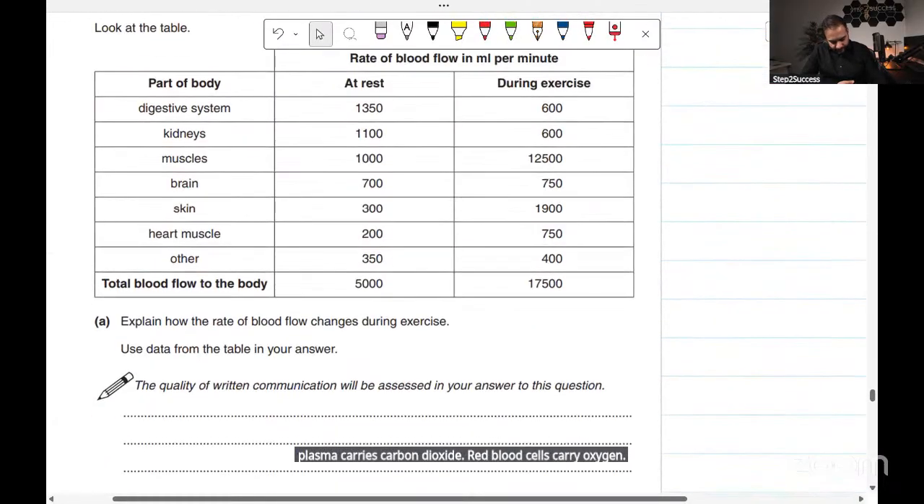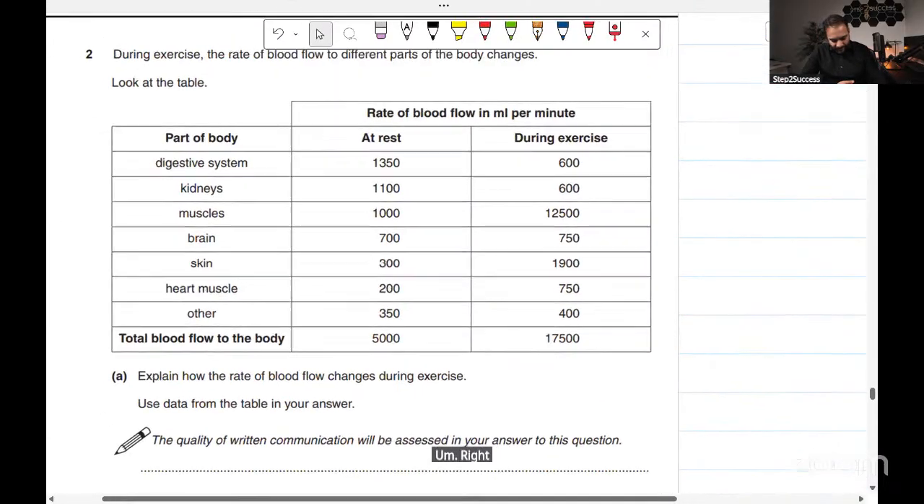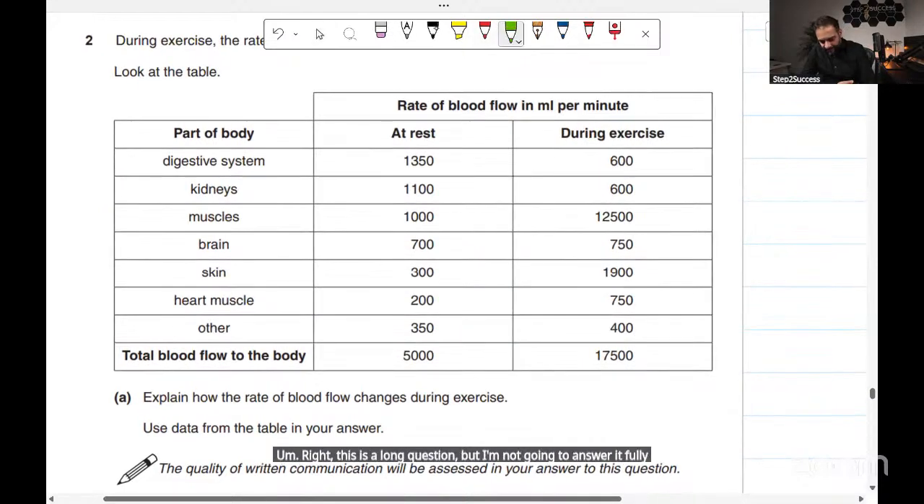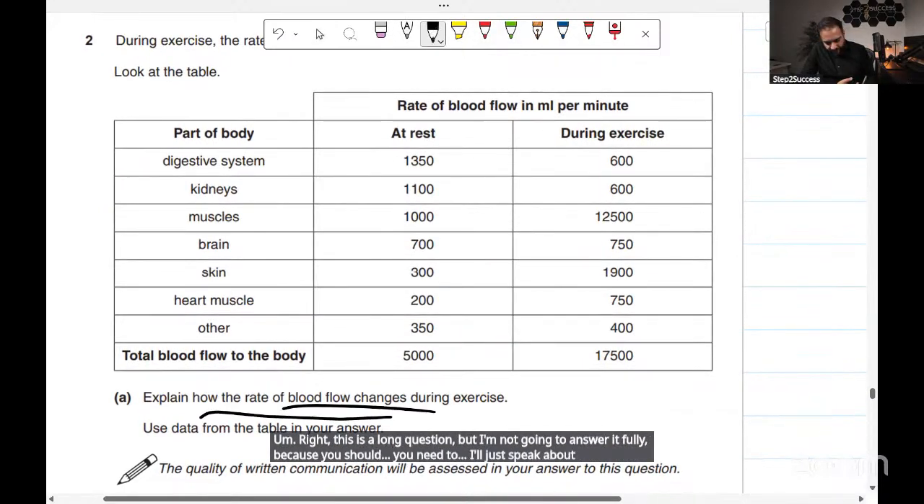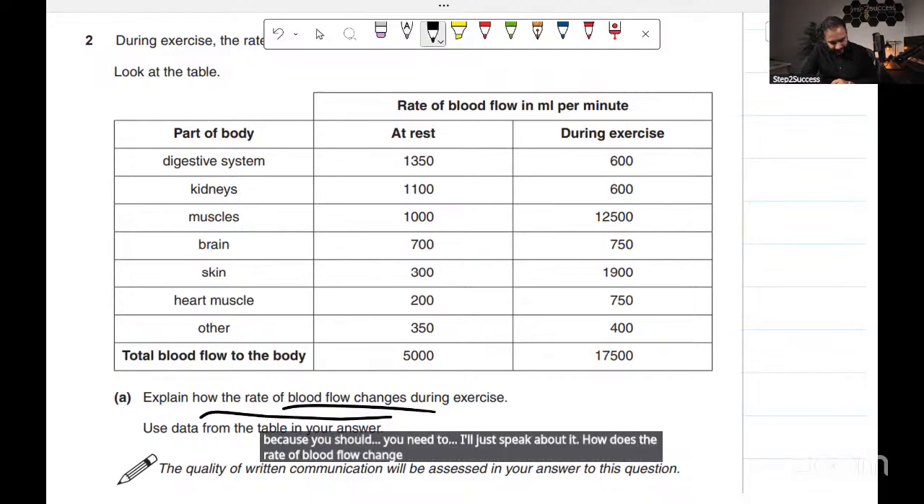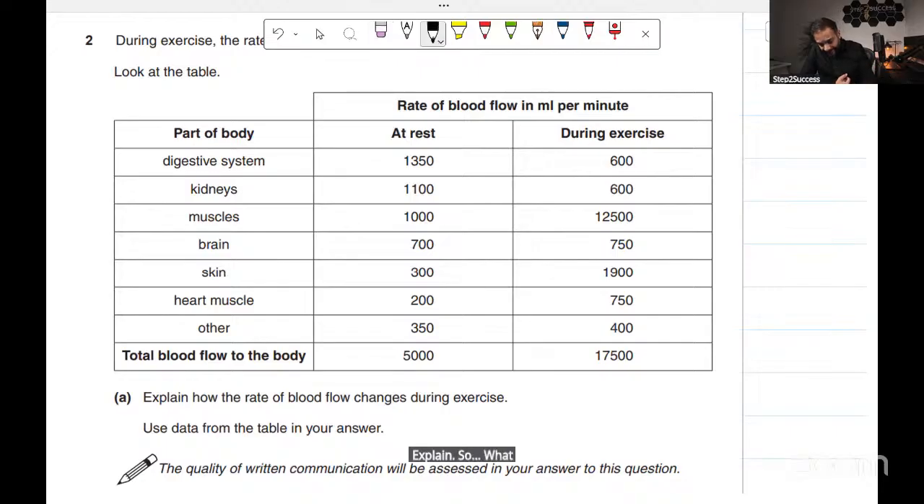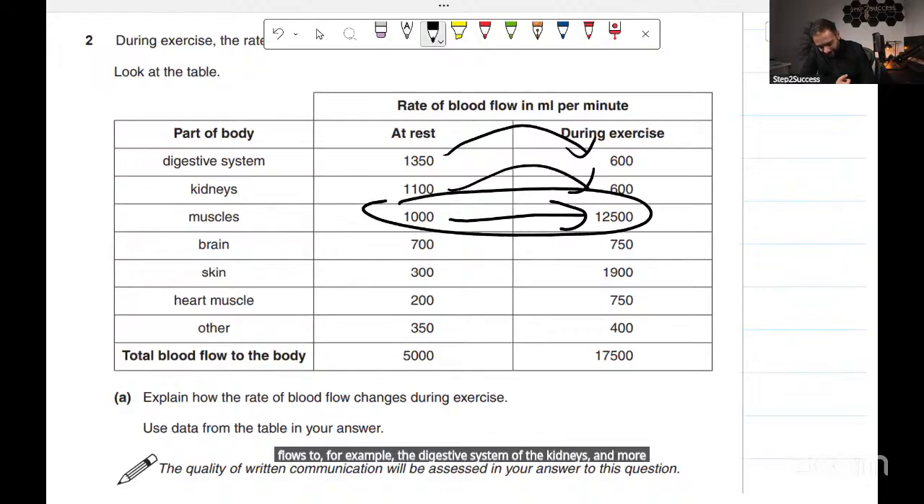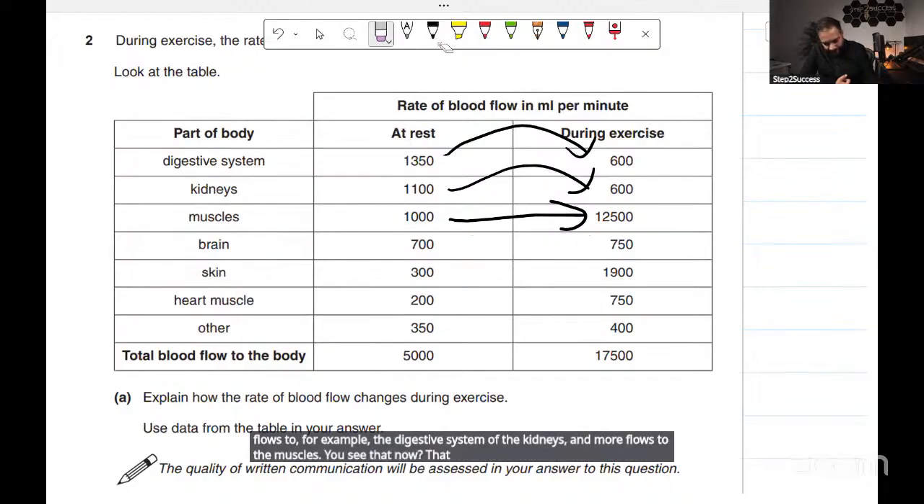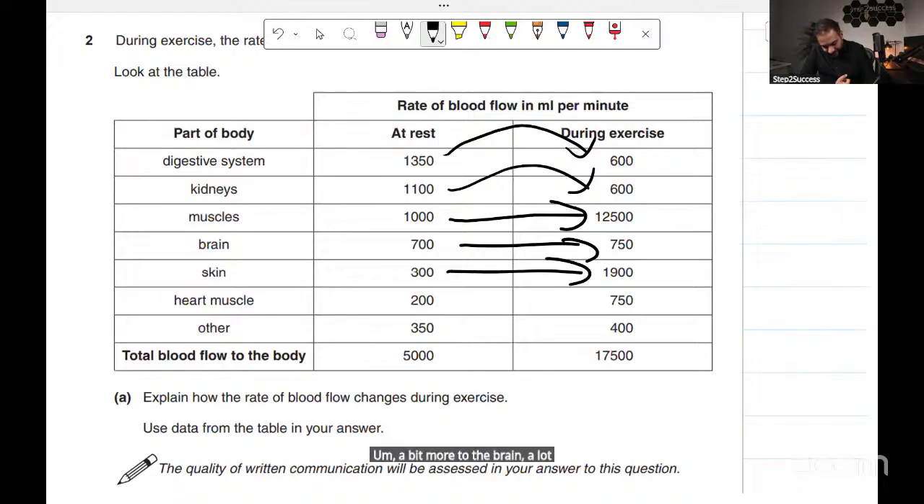Right, this is a long question, but I'm not going to answer it fully, I'll just speak about it. How does the rate of blood flow change during exercise? Explain. So, what I would do is explain that during exercise, less blood flows to, for example, the digestive system and the kidneys, and more flows to the muscles. You see that now? That number is so much bigger. A bit more to the brain, a lot more to your skin, quite a lot to your heart muscle, and that's it, right? So why does that happen?